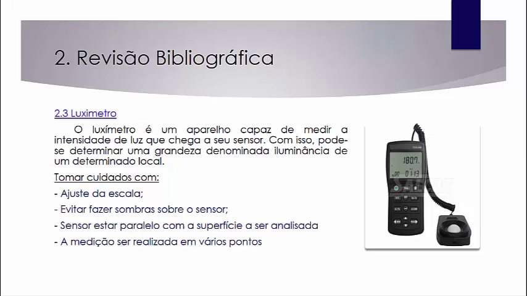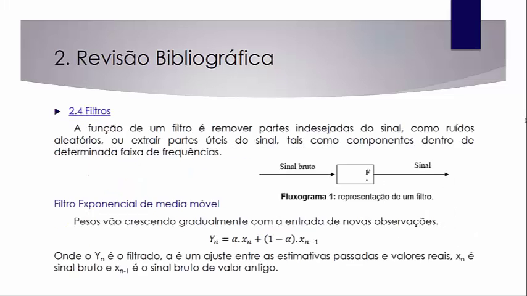The light meter is a device capable of measuring the intensity of light reaching the sensor. It can determine the illuminance of a particular location. The function of a filter is to remove unwanted parts of the signal, such as random noise, or extract useful signal parts, such as components with a particular frequency band.